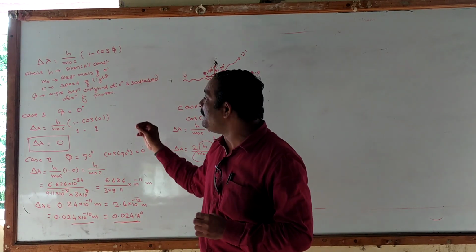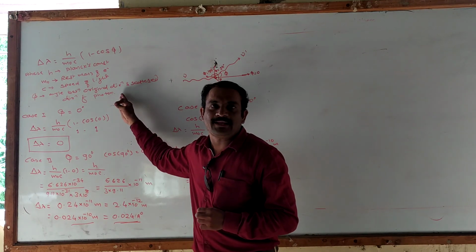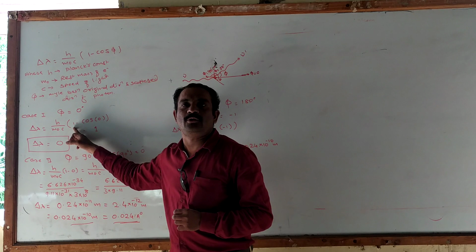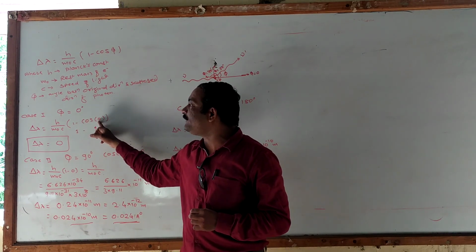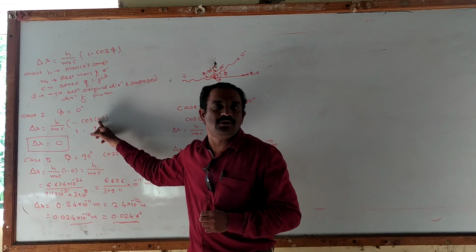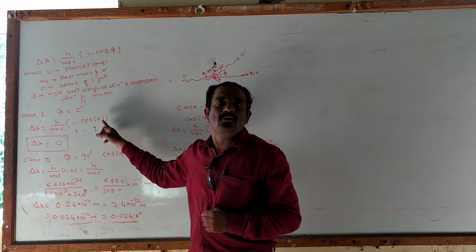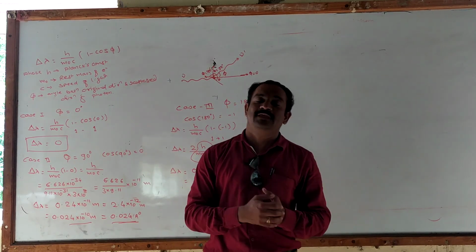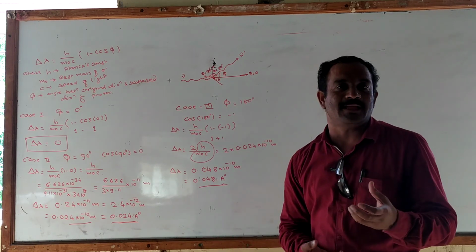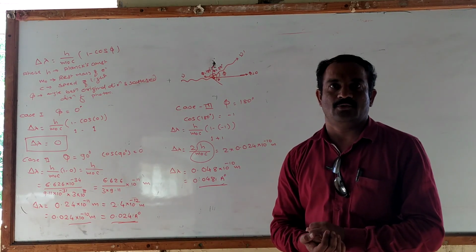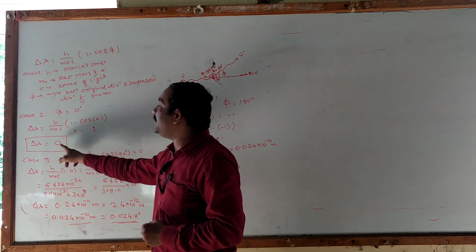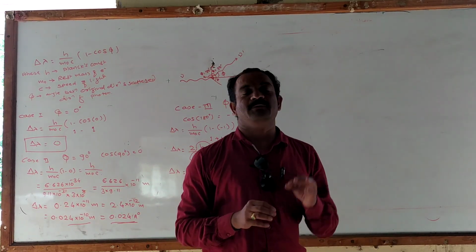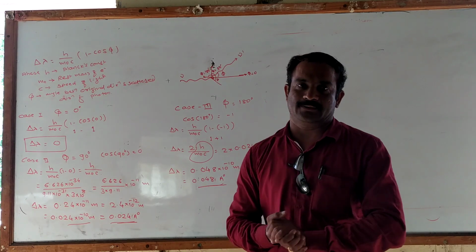Okay, and it can be proved by our mathematical expression, that is delta lambda equals h upon m0 c times (1 minus cos 0). We know the value of cos 0 is 1, so 1 minus 1 becomes 0, and 0 multiplied by anything else becomes 0. So the quantum shift becomes 0, meaning there is no collision between photon and electron.